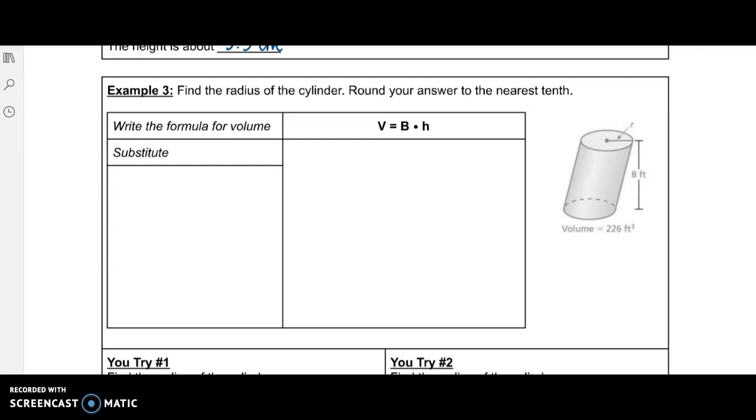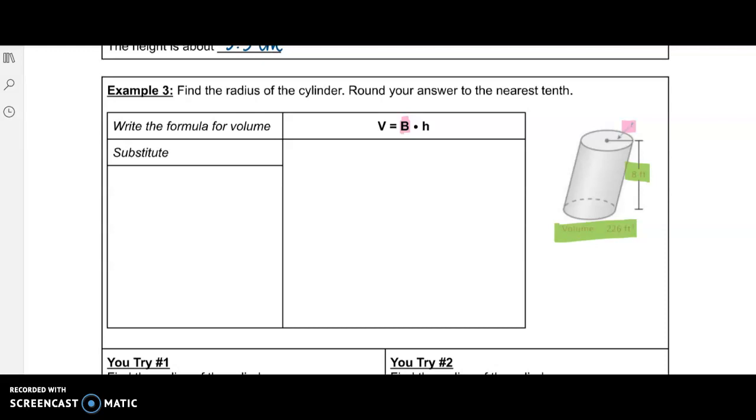All right, find the radius of the cylinder. Round your answer to the nearest tenth. So this time they gave us the height, they gave us the volume, but we are missing the radius. So that means that we can't find the area of the base yet.